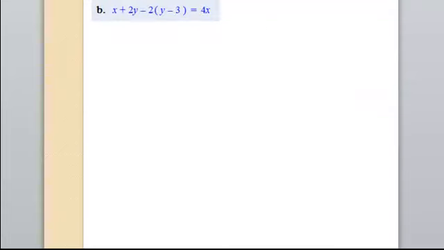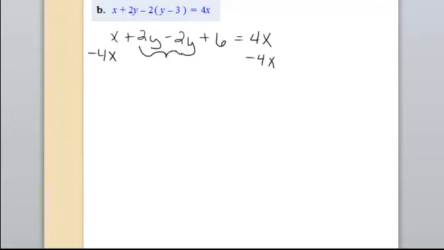See if you can try this one, then start the video back up again. If you're going to try, you should pause it now. Okay, what we want to do is distribute this -2, and try to get it in the correct form. So we need to subtract 4x from both sides, combine these like terms, and move the 6 over to this side.